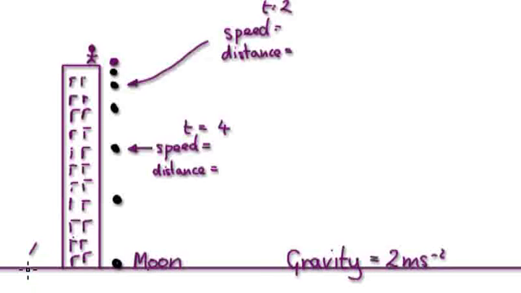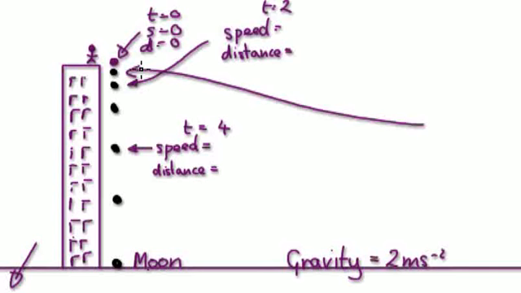So anyway, press pause and have a go. Okay. So t equals 0 here. The speed will be 0. The distance traveled will be 0. Okay, so that's done.